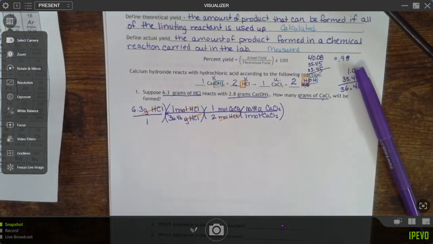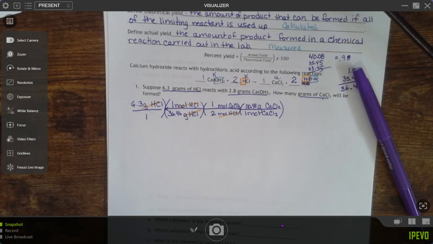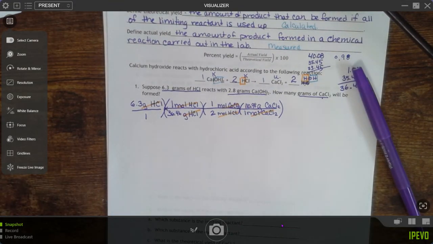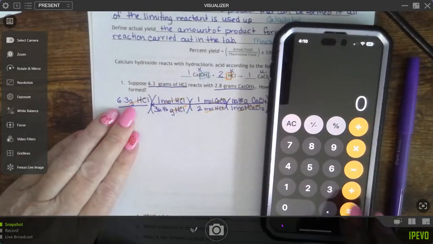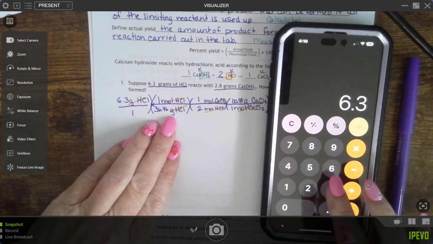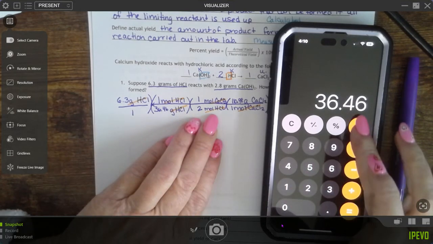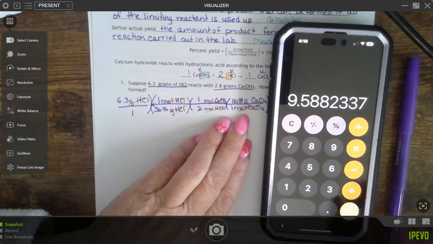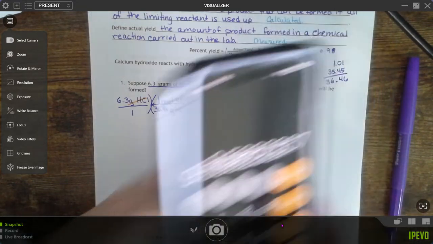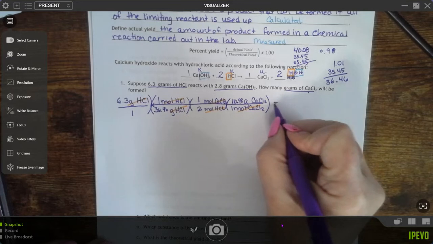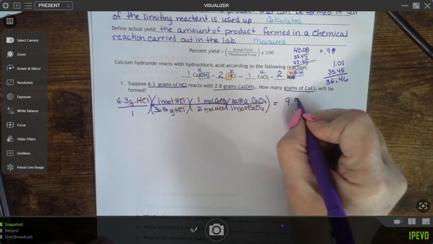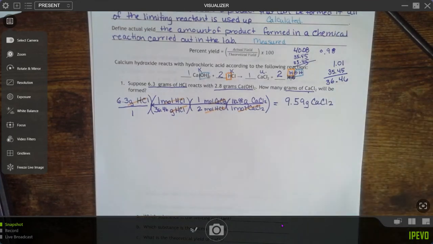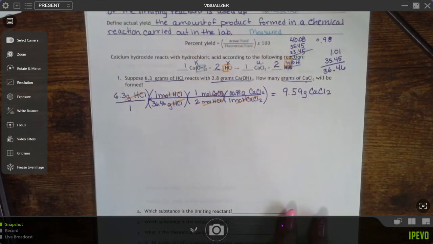Okay, so we're going to cancel moles of calcium chloride, leaving us with grams of calcium chloride. So let's do that math. 6.3 divided by 36.46 divided by 2 times 110.98 gives me 9.59 grams of CaCl2.